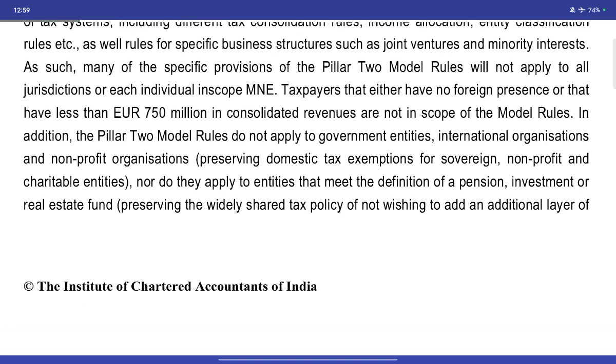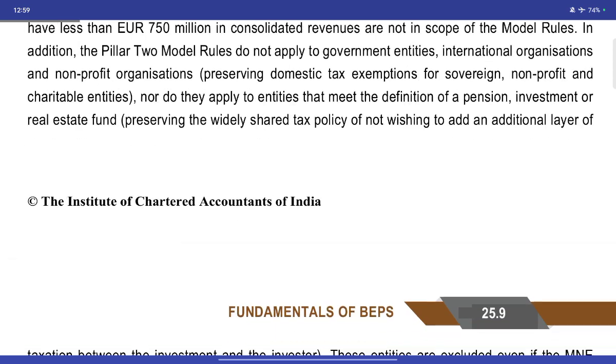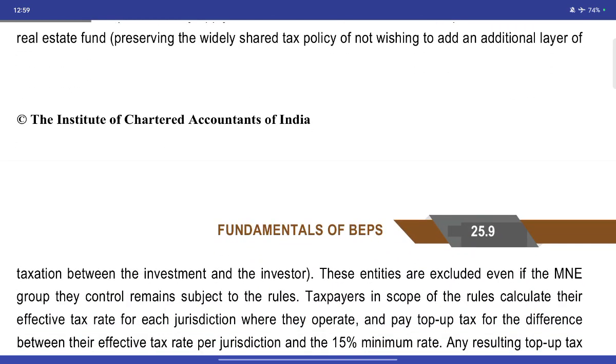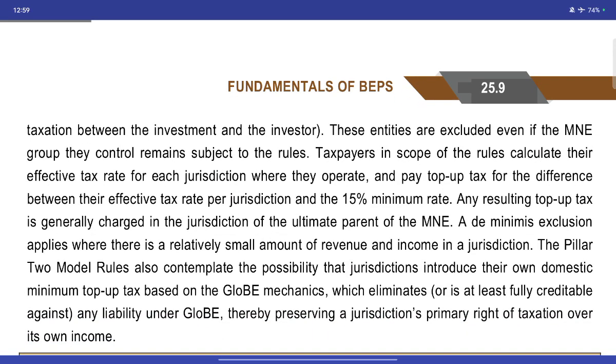In addition, the Pillar 2 rules do not apply to government entities, international organizations or non-profit organizations, preserving domestic tax exemptions for sovereign, non-profit and charitable entities. Nor do they apply to entities that meet the definition of a pension, investment or real estate fund, preserving widely shared tax policy that it is not wise to add an additional layer of taxation between the investment and the investor. These entities are excluded, even where they are in MNE groups they control, and remain subject to the rules.